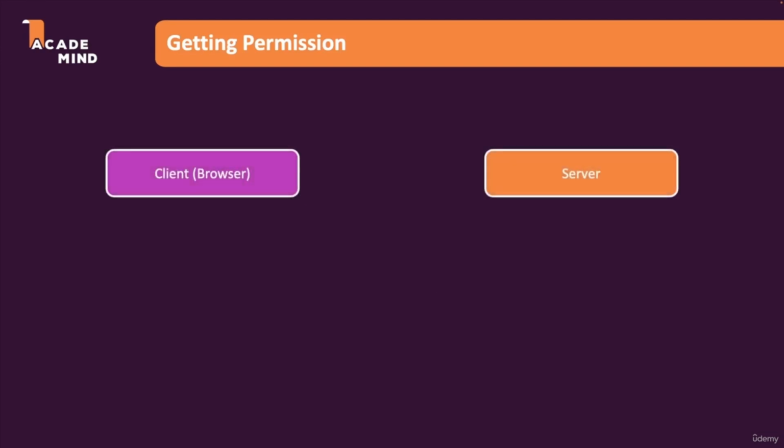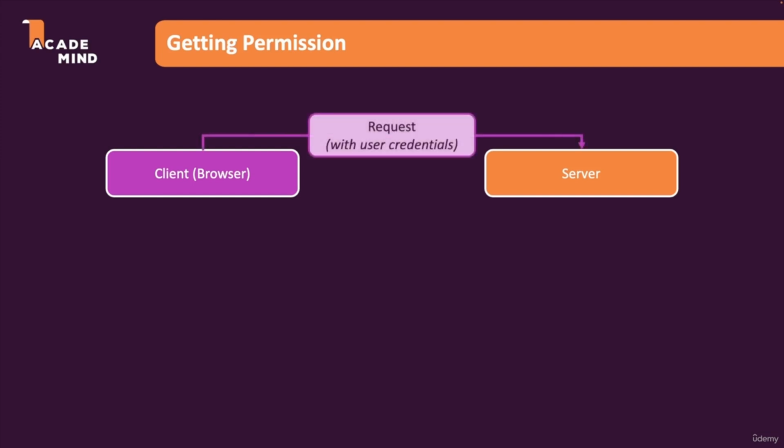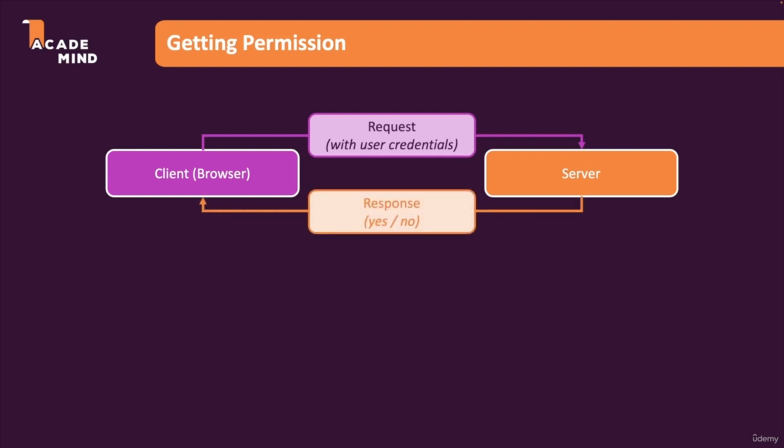And for that, of course, the question is, how does our client-side React application get permission from that backend application running on a server? Well, it all starts with sending a request with user credentials, so with an email and a password, for example, to that backend server. That backend server is then able to validate those credentials or create a new user if that's what we're doing. And then if the credentials are valid, if we did provide a valid email password combination, then the server will send us back a response that basically gives us permission to access certain protected resources.